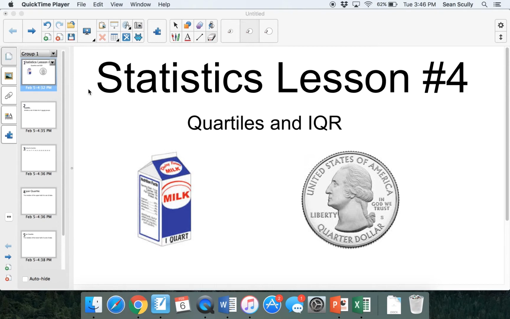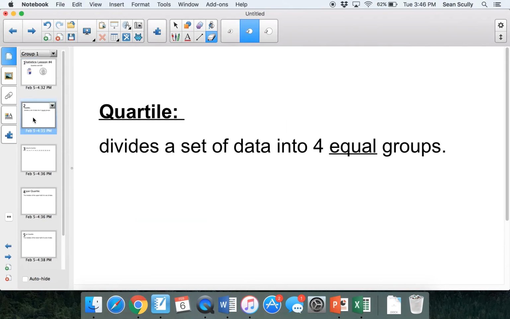Looking at these two pictures, we have a quart of milk and we also have a quarter. Now 4 quarts are going to be equal to a gallon and 4 quarters is going to be equal to $1. So quartiles has that same prefix, the QUA, and that really means 4. So what quartiles are going to do is split our data into 4 equal groups. And that's our definition for quartile. It's going to divide a set of data into 4 equal groups.